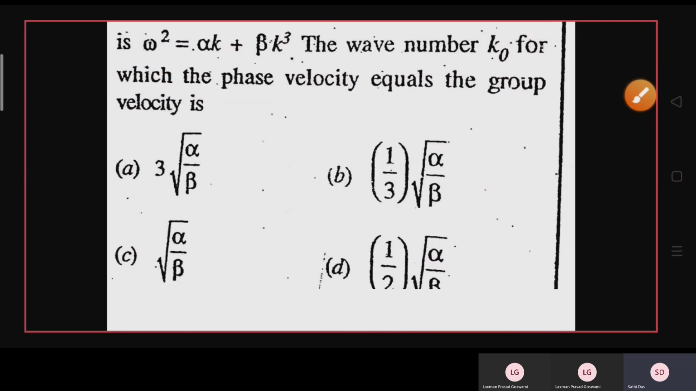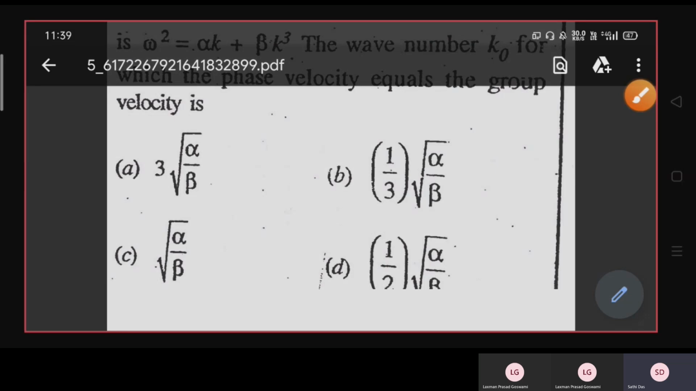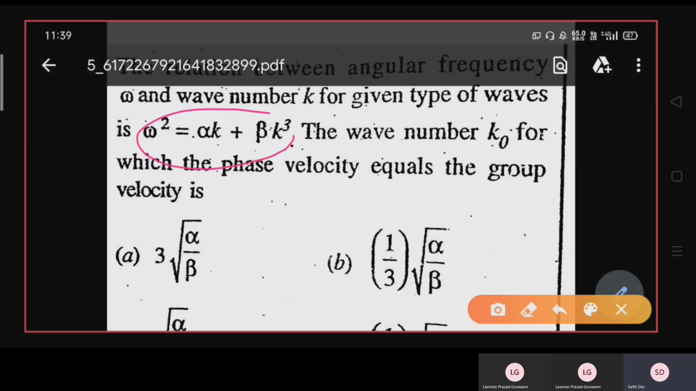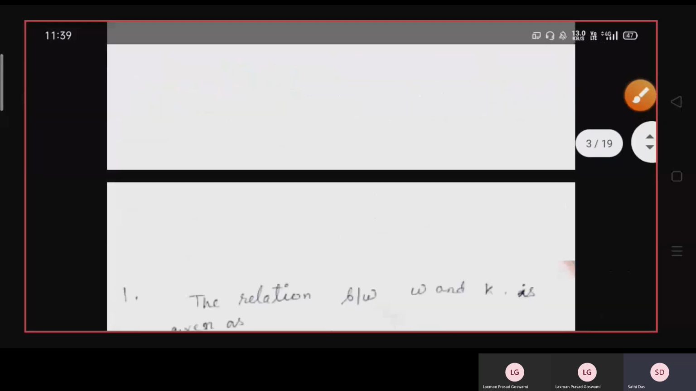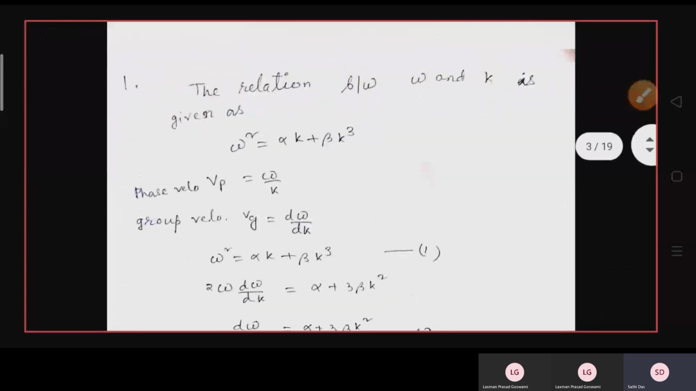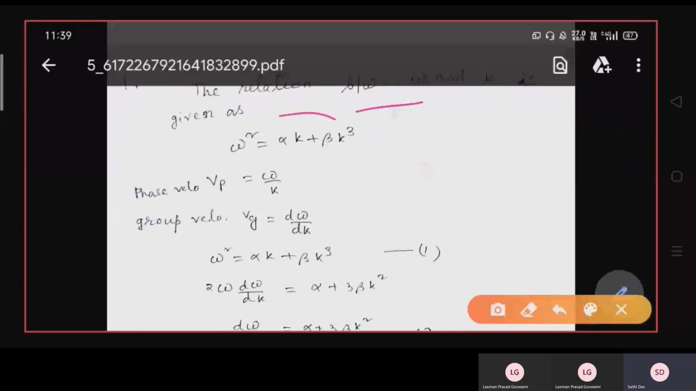Now here you are provided with a dispersion relation, that is the relation between omega and k, and you have to find out at what wave number k naught, or particular k, the phase velocity, that is omega by k, will be equal to the group velocity, that is d omega by dk. So the relation is omega square equals alpha k plus beta k cube.